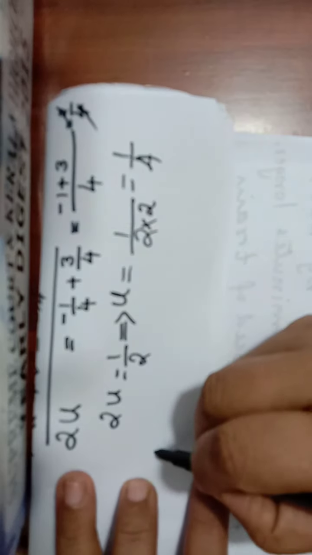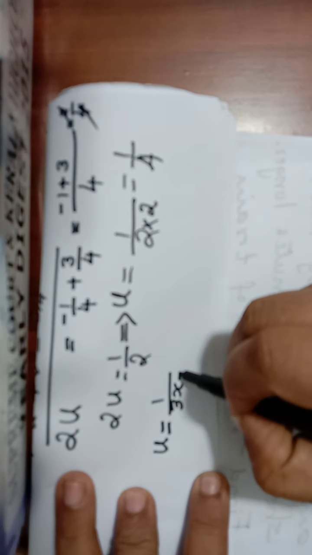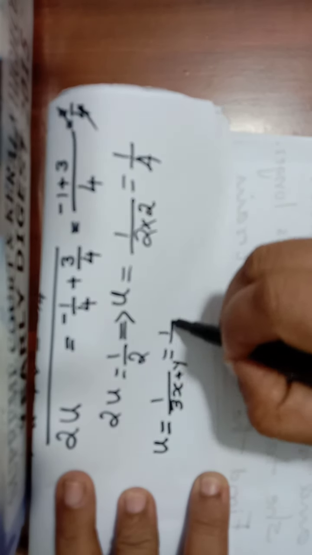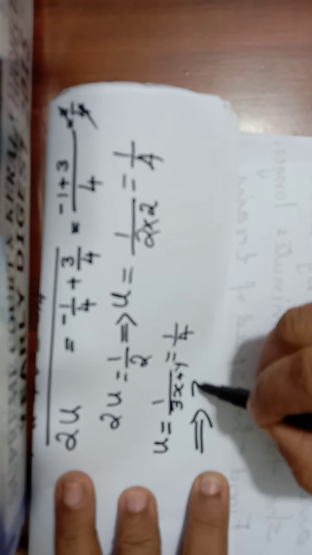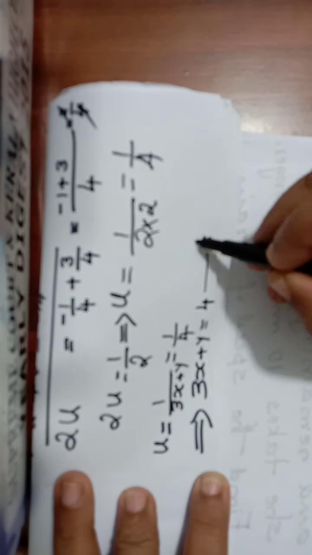What is u? We had considered u equal to 1 by 3x plus y. That is equal to 1 by 4 we are getting. Again we are coming to another equation. This implies we have to simplify: 3x plus y equal to 4. We got the value of u, 1 by 4, so the numerators are the same and we can equate 3x plus y is equal to 4. This is our third equation.